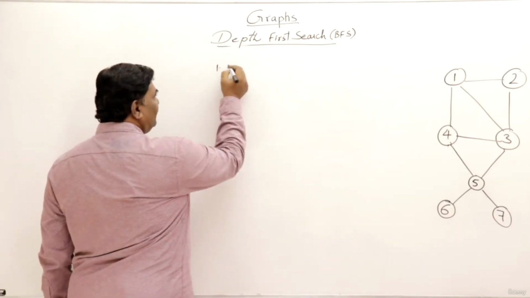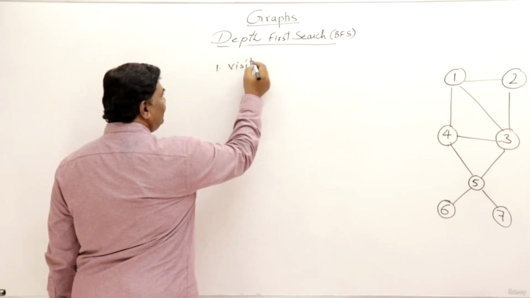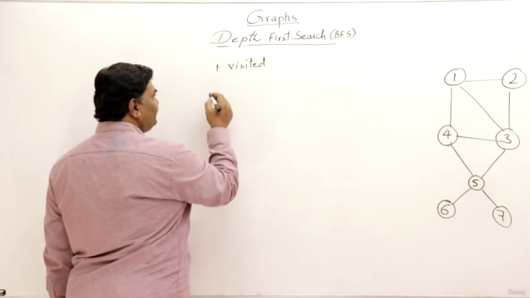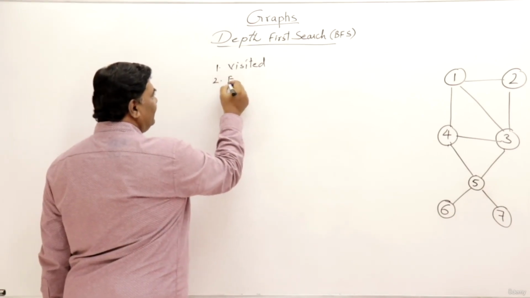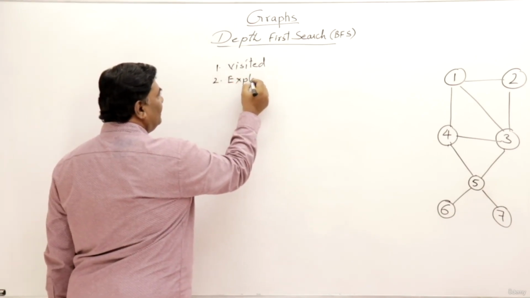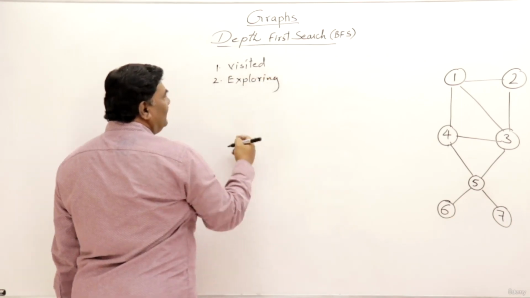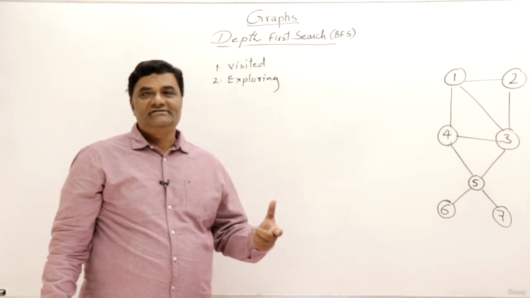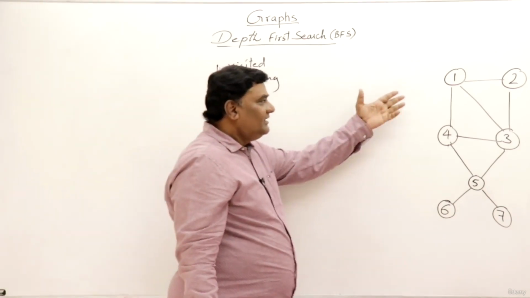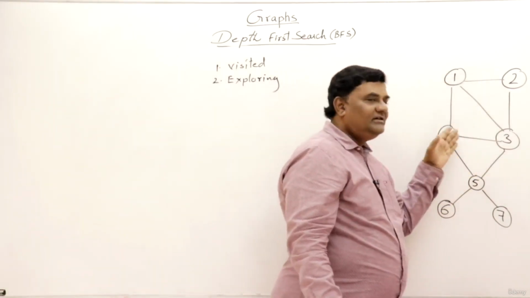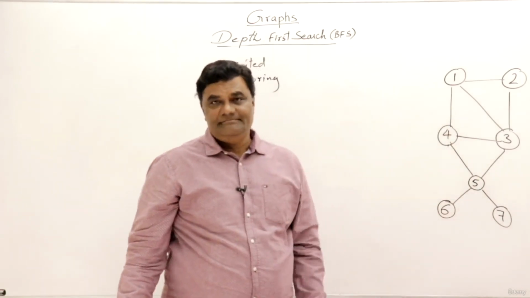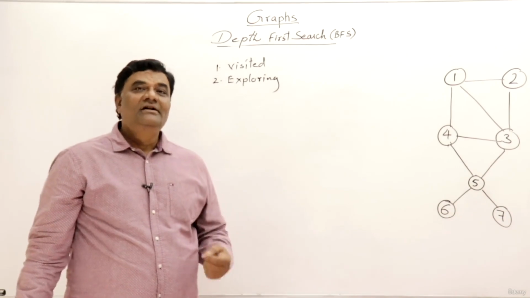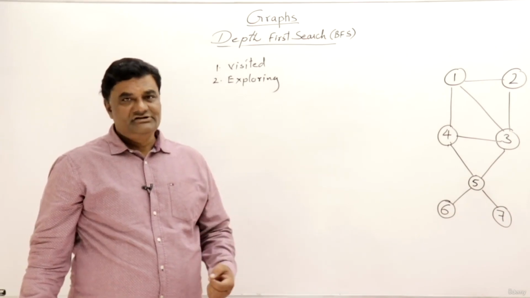First is visited. Whenever a vertex is visited, when we have reached it, we call it visited. Second thing is exploring a vertex. Exploring a vertex means visiting all adjacent vertices. Like suppose the adjacent vertices are 2, 3 and 4, visiting all of them. So based on these two things, I will define and explain depth first search.